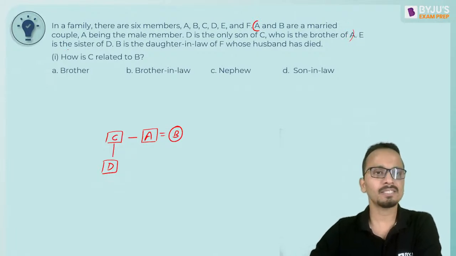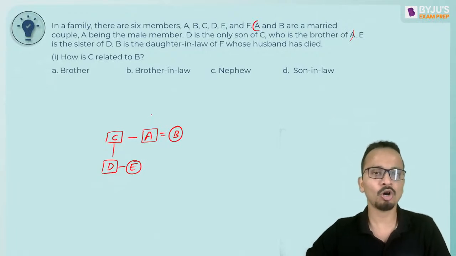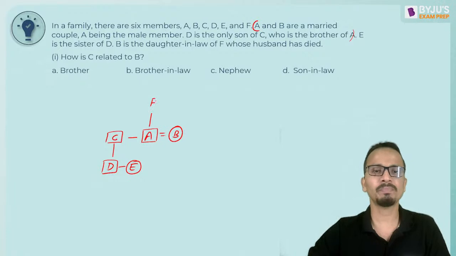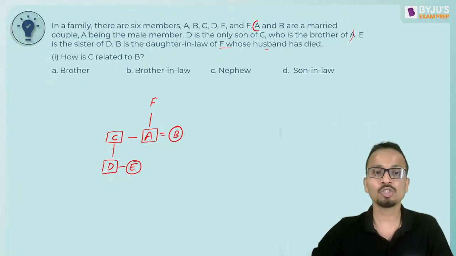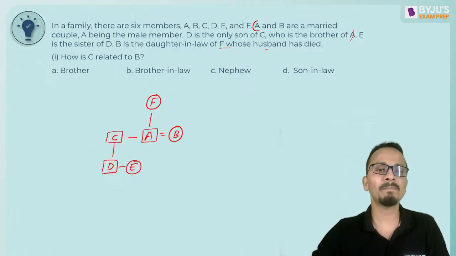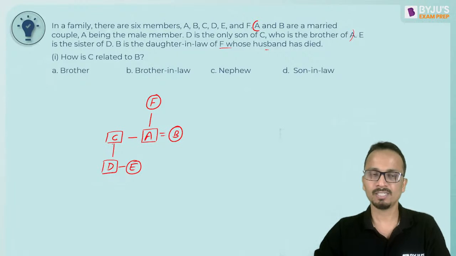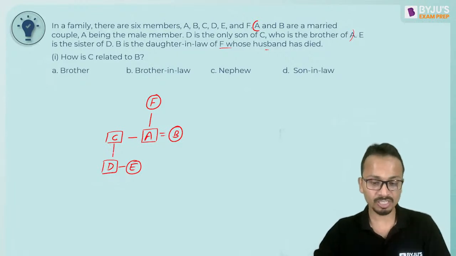Now E is the sister of D. B is the daughter-in-law of F, so F must be the parent of A, whose husband has died. So F's husband has died, so F will be a female. That means the mother of A. So F is the mother of A and C. B is the wife of A. And D and E are the children of C. So this is the entire family tree that we have drawn.